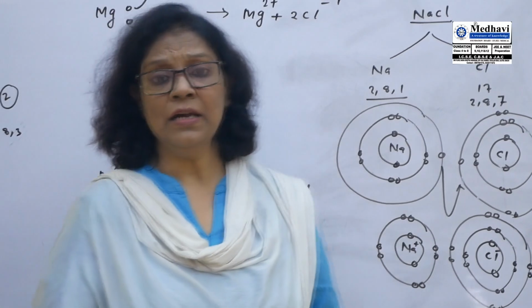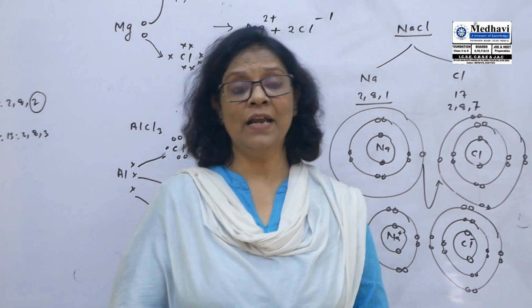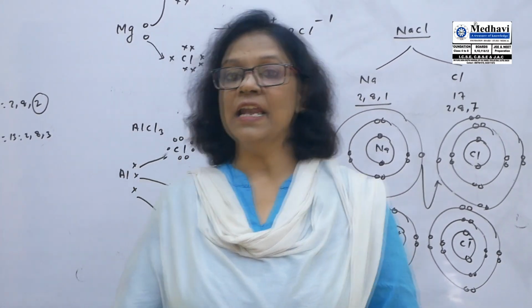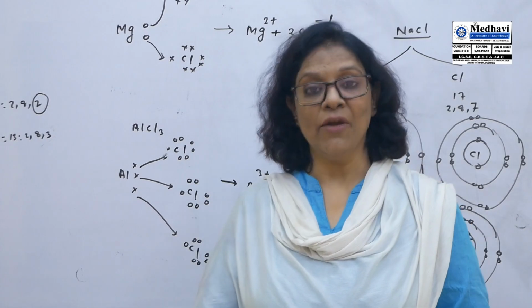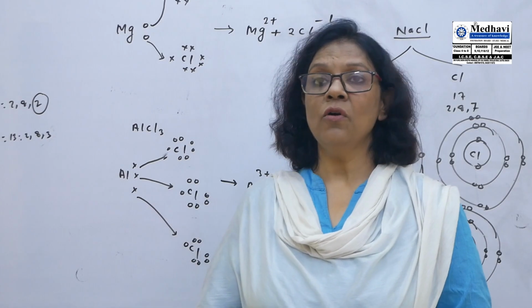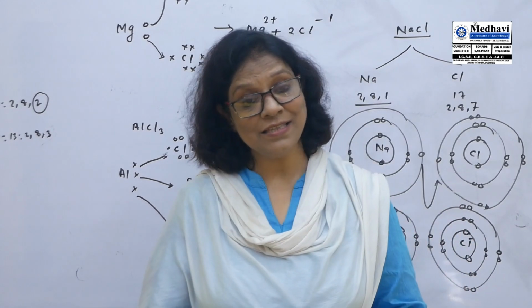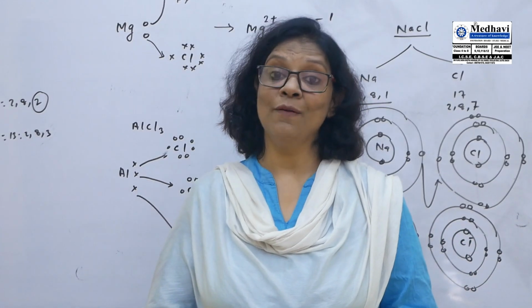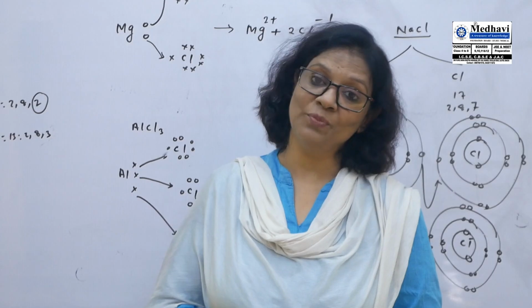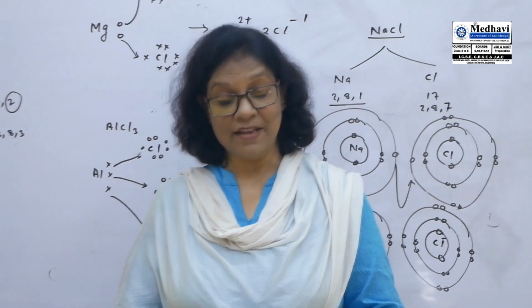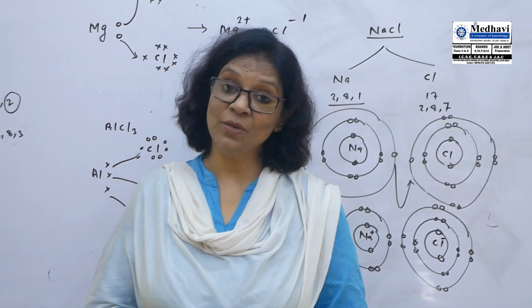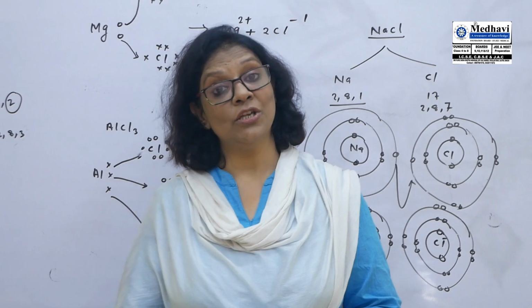Now I will explain the conditions required for the formation of an electrovalent or ionic compound. For the formation of an electrovalent compound, the first condition is that the element must have low ionization potential. I will explain in detail what ionization potential is. It is also called ionization energy.